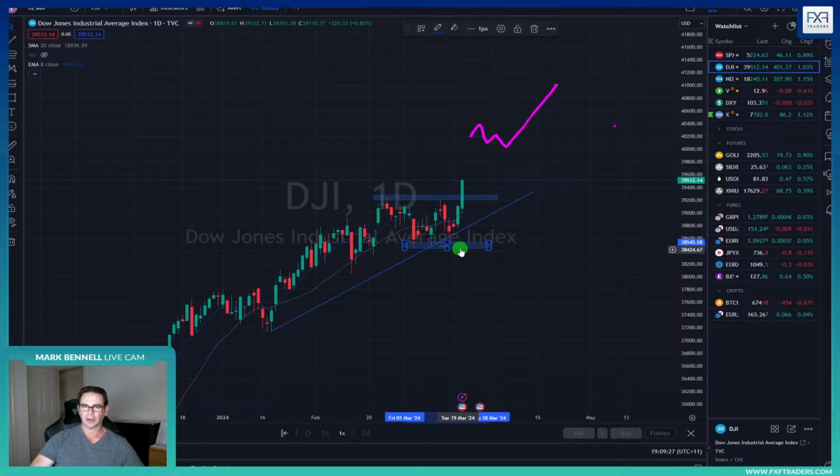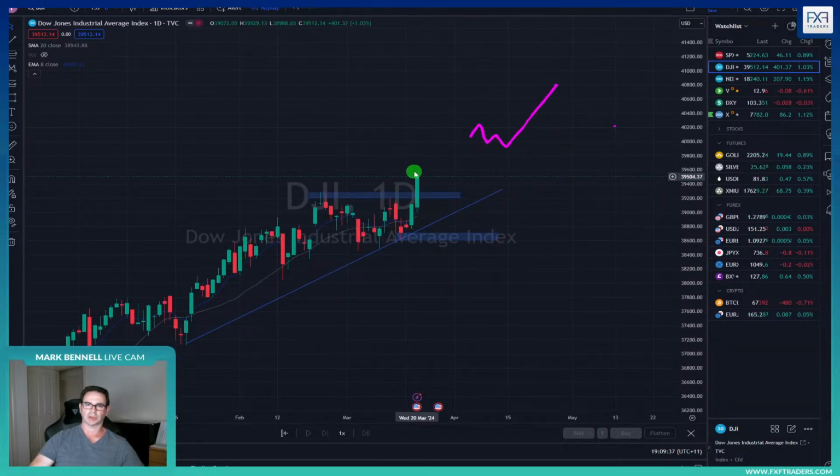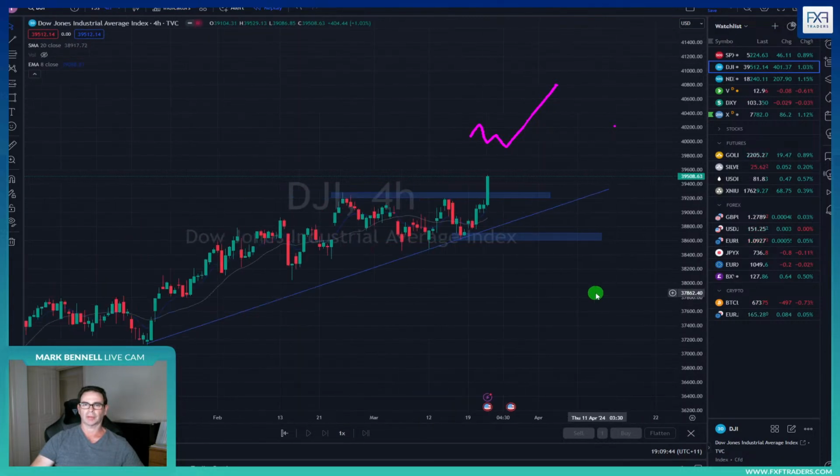Anchor now comes to here. Is that the swing? Yep, it's there. Same thing, nice little consolidation break. Look for the pullback in here. That's the daily chart. So look at the 4 hour.